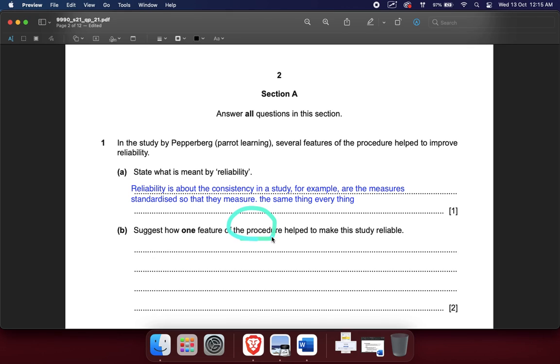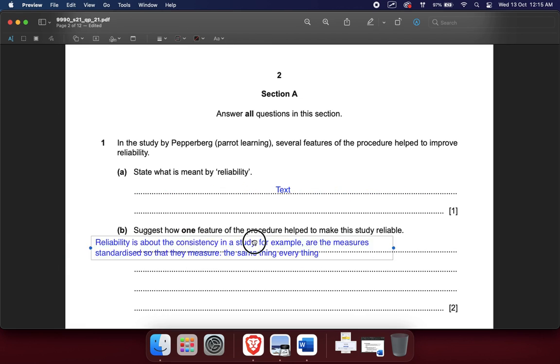What was it about the procedure that was reliable? So remember, reliable, we're talking about things that are standardized, that measure the same thing in the same way. You want it to be consistent. So let's formulate an answer together.